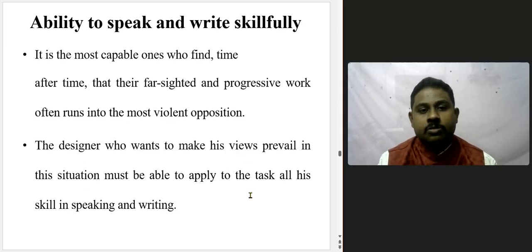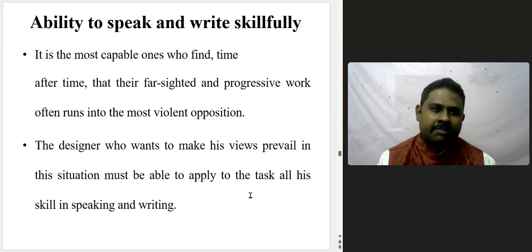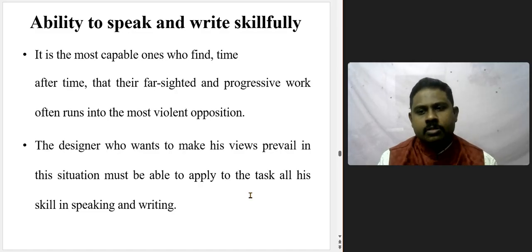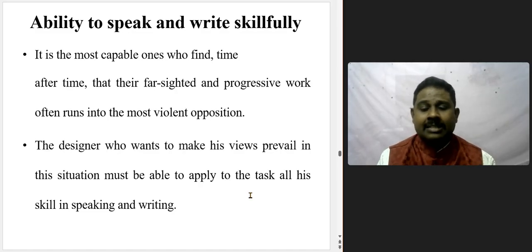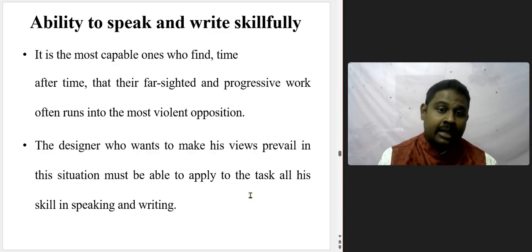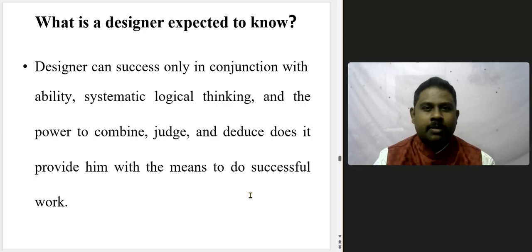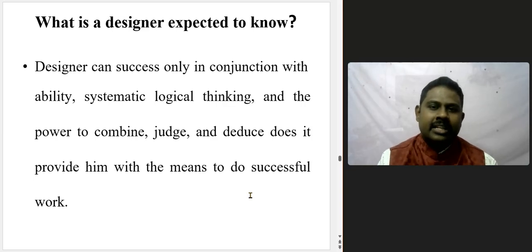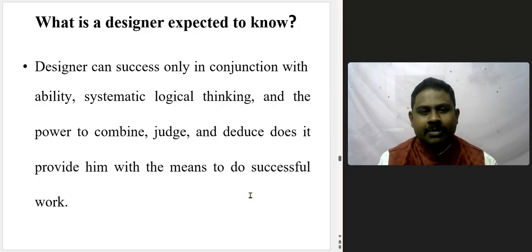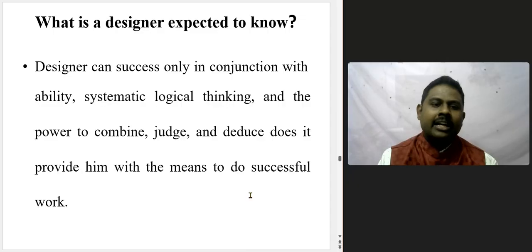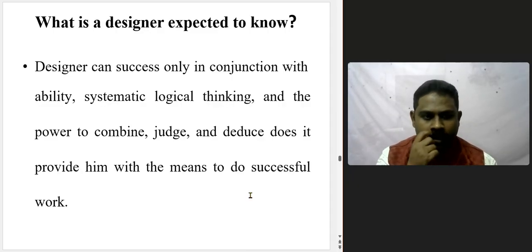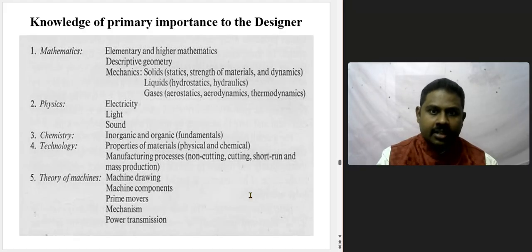Then ability to speak and write skillfully, that is a very important parameter. He should be able to speak very clearly, he should present his subject in a very clear manner, and he should be able to write all the things and document it in a proper manner. So what does the designer need to know? A designer can be a success in conjunction with the ability of systematic logical thinking, and the power to combine and judge, which help him to become a successful worker. So this is the designer's thing.